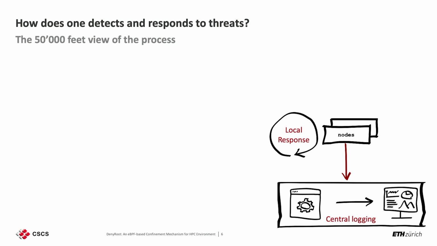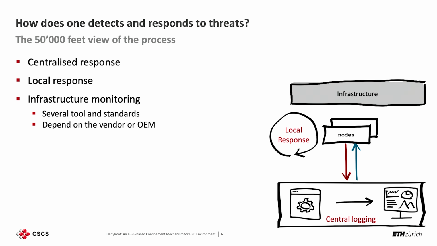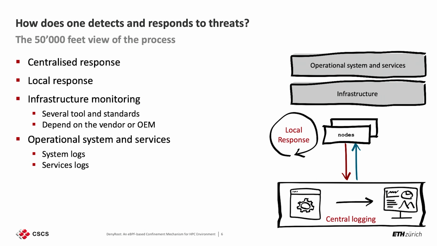So when the nodes start to send their data to the central log, we can do a centralized response, or we could do a local response on the node. For the infrastructure, as you saw today from Massimo's talk, we have a bunch of tools. The vendors provide different logging mechanisms, so there we are well covered. For the OS, the same. You tend to have all those IPS systems, and you collect logs, you collect system logs, and you can get logs from Slurm and so forth.